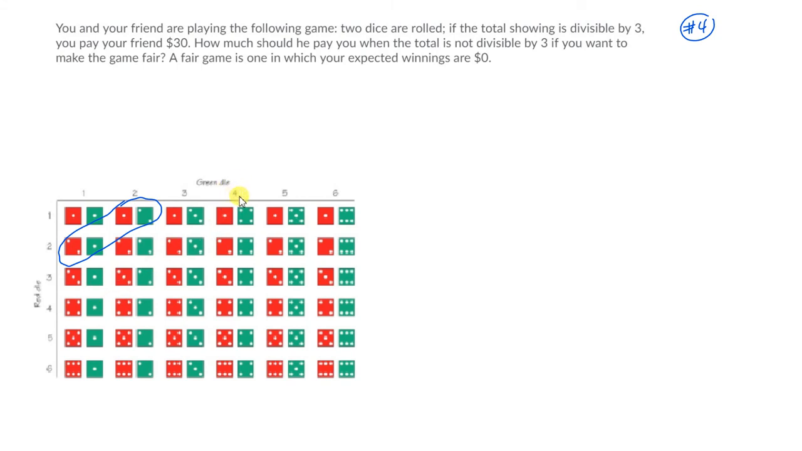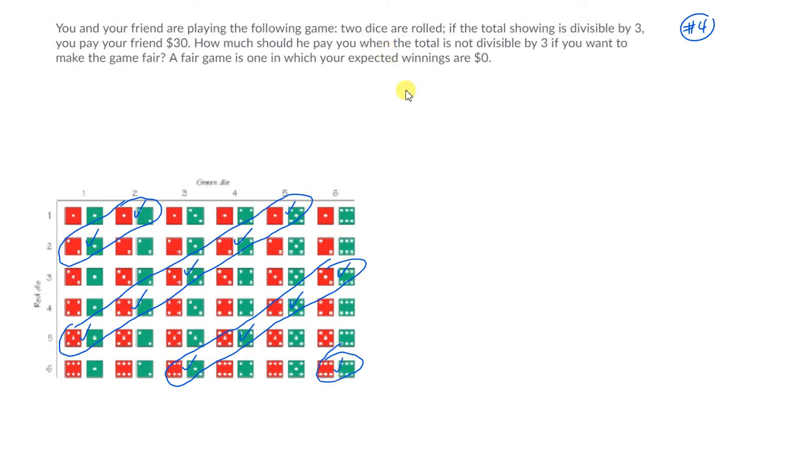Again, don't mistake this for a total. These numbers are not the totals. This is just what you get on the second die. This is what you get on the first die. The total, you have to add them up. So these are 5s. These are 6s. 6s are divisible by 3, right? These are 9s. Those are divisible by 3, right? And then 12 is divisible by 3. How many outcomes is that? That's 1, 2, 3, 4, 5, 6, 7, 8, 9, 10, 11, 12 possible outcomes out of 36.